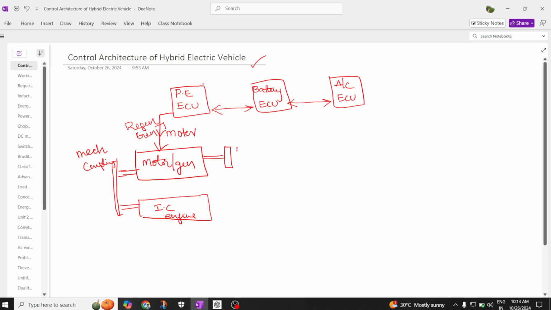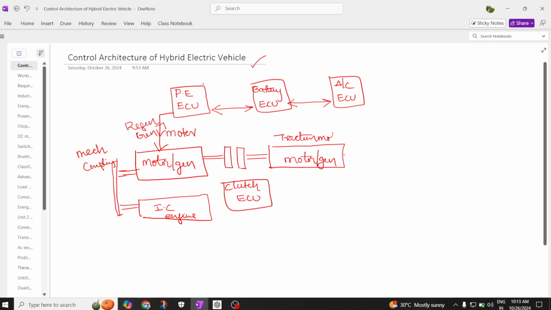We have some sort of clutch plates to connect this or to remove this. So here we are going to have a clutch ECU system. ECU means electronic control unit, and this electronic control unit is originally connected to the traction motor, which is nothing but the original motor. So this is nothing but the traction system. Depending upon the application, it may act like a motor or it may act like a generator.